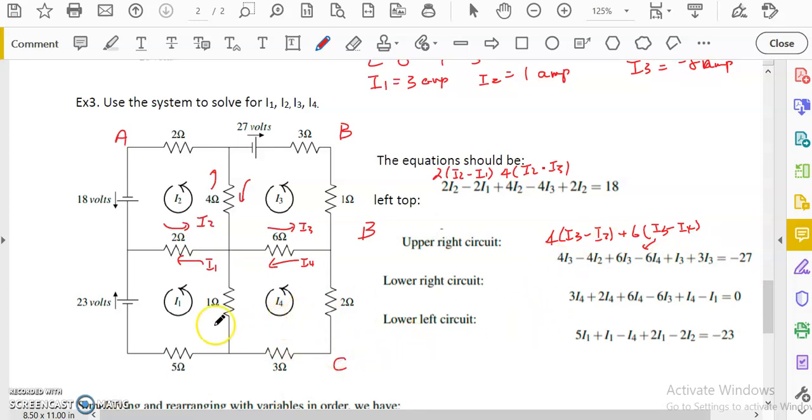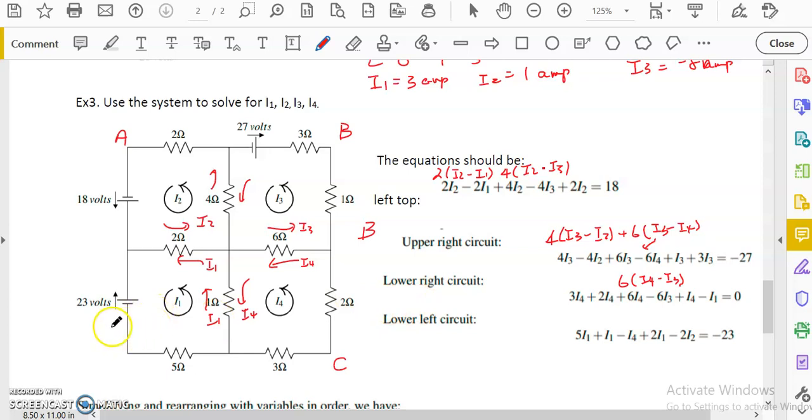The lower right would be C. We start here with 3 I4, then 2 I4, plus 6 times (I4 minus I3). Then coming down here, we have I4 again, but the neighbor is I1 going up, so 1 times (I4 minus I1). So that is the lower right equation.